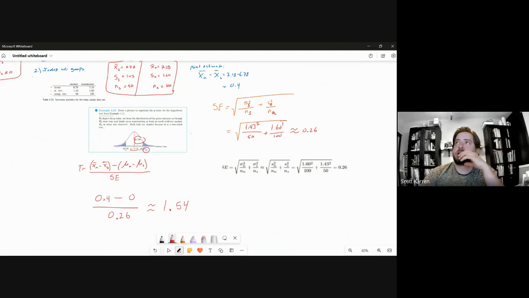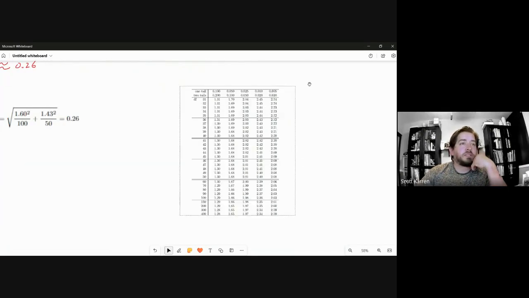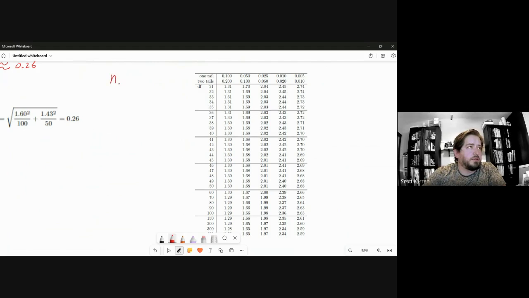How many degrees? 49. All right, so when I get my T-chart here, and I pop this sucker right here. The question now is, we have two sets of data, right? The N of smokers was 50, and the N of the non-smokers was 100. How many degrees of freedom do we have? Because those are two different numbers, right?